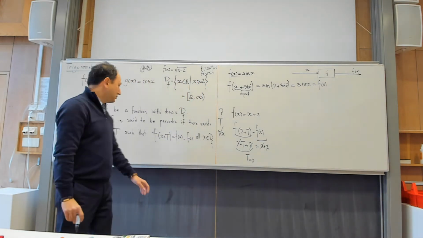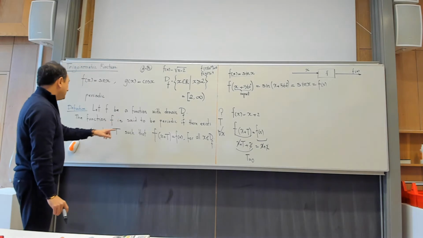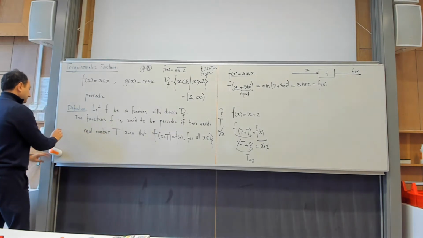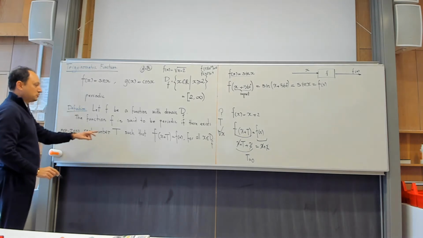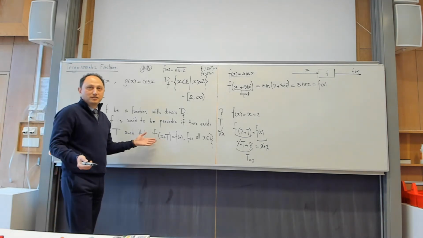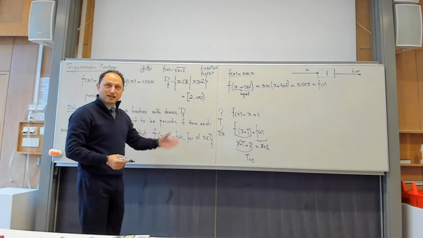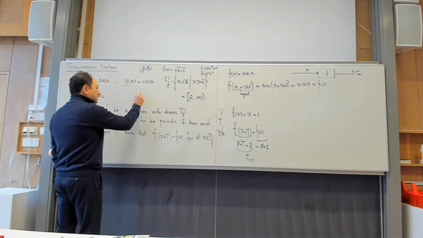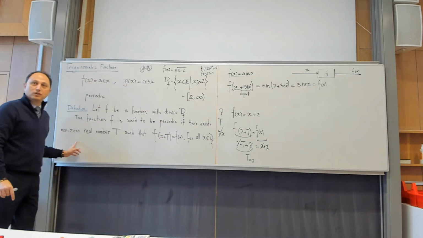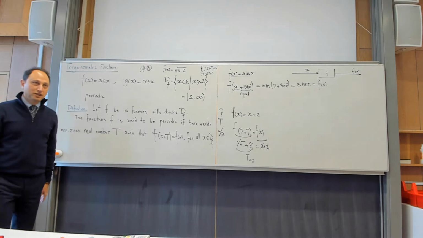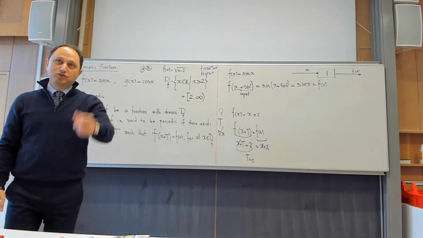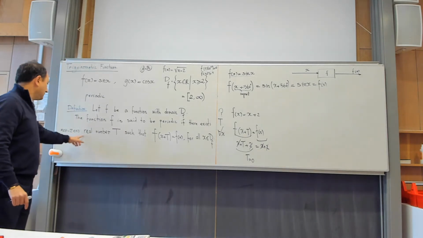But of course, I should mention, be careful, if there exists a non-zero t. Of course, the 0 is so trivial because if t is 0, that's nothing. Every function has that property. I was careless. Because if I allow for t equal to 0, then every function is periodic because you can choose t equal to 0. Sorry, I have to write this.